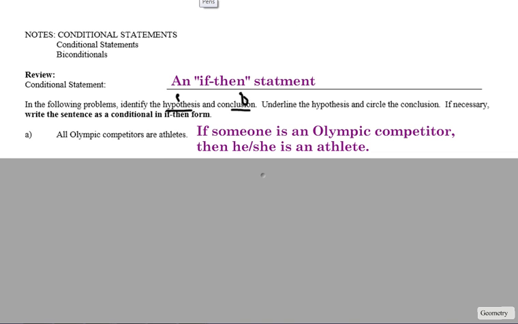If you had written it the other way, if someone is an athlete, then he or she is an Olympic competitor, that's not necessarily true, so we don't write it that way. Okay, so we're going to underline our hypothesis. Remember, the hypothesis follows the if, so that's going to be someone that is an Olympic competitor. And we're going to circle our conclusion. Remember, the conclusion is what follows the word then, and it would be he or she is an athlete.